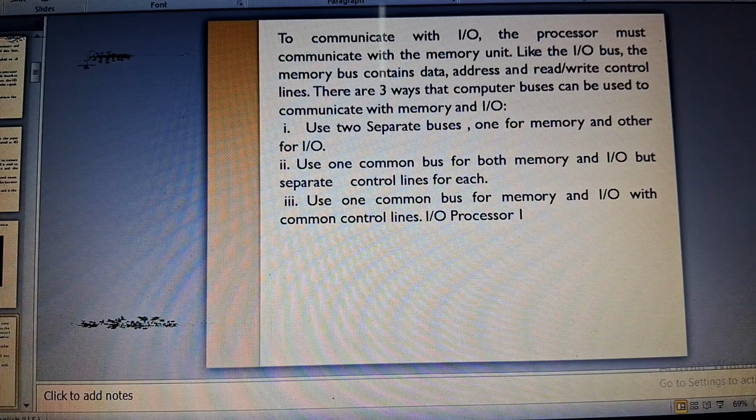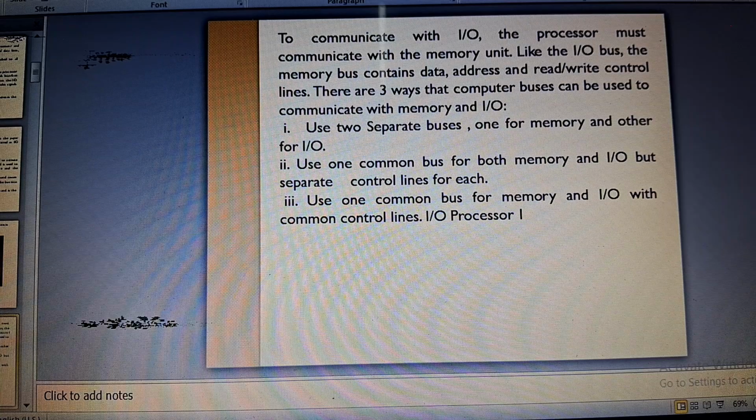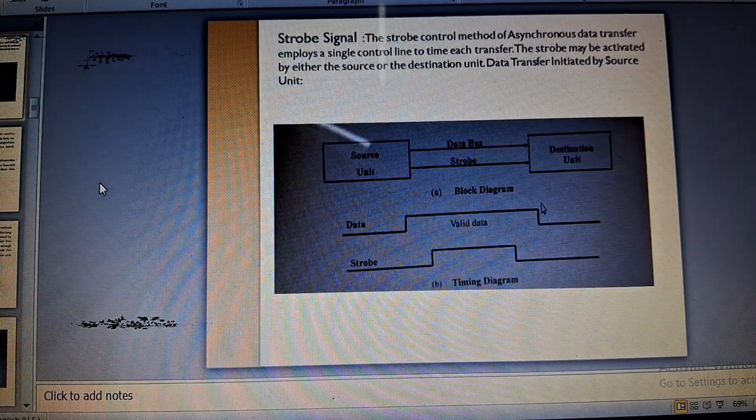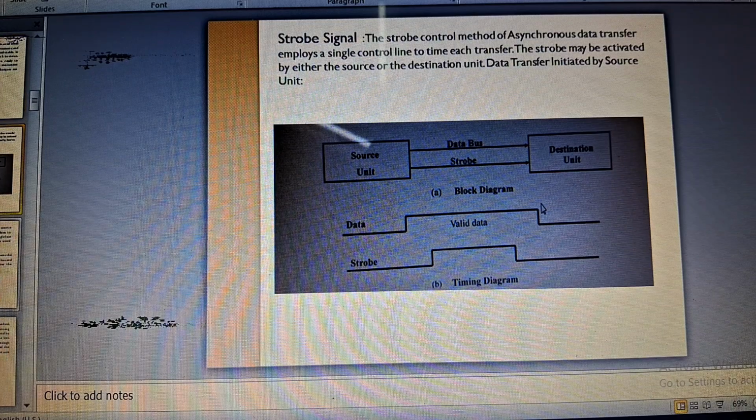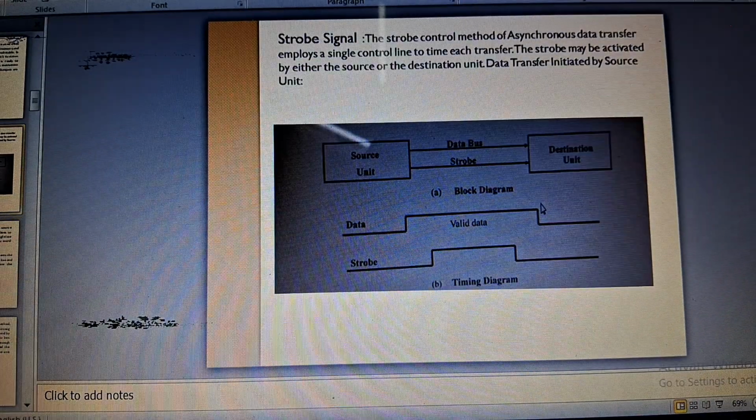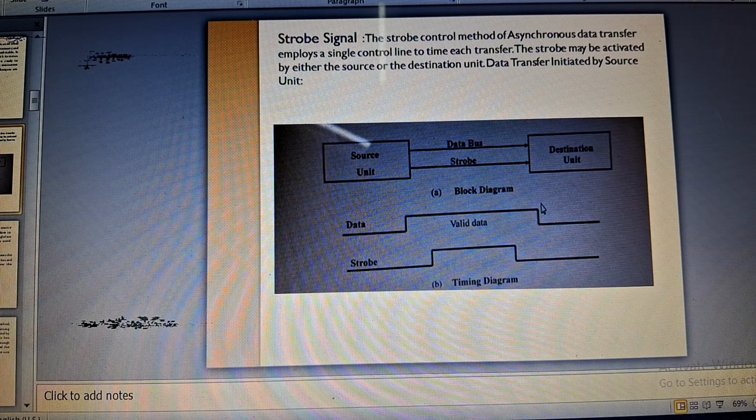To communicate with input-output, the processor must also communicate with the memory unit. Like input-output buses, the memory buses contain data, address and read-write control lines. There are three ways the computer buses can be used to communicate with the memory and input-output devices, and the various buses are used to store the information. So that is how the interface works in order to perform the communication with the devices.